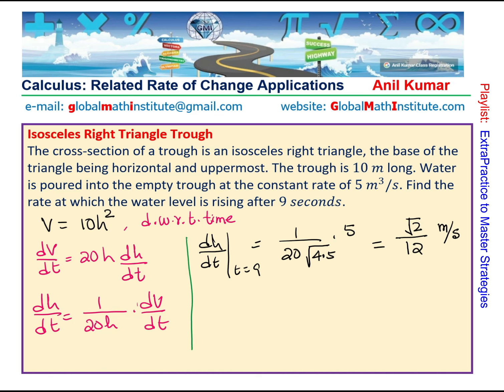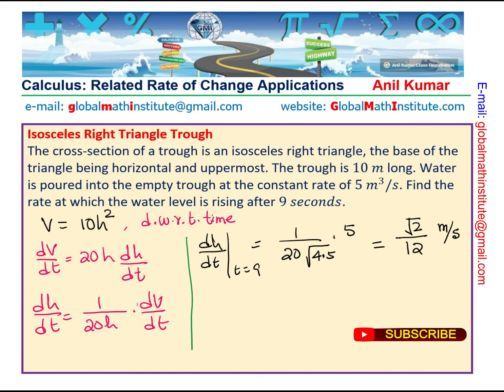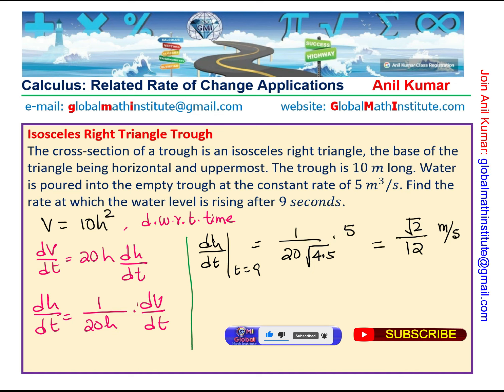You get the idea. When we are talking about application questions on related rates, there are so many parameters to be connected. As in this particular case, we first found the area of a right angle triangle as half times 2h times h, which is h square. Then volume, times 10 because the trough was 10 meter long, and then the derivative. We also found after 9 seconds what will be the height, and then the rate of change of height at t equals 9 seconds. So I hope all the steps are absolutely clear to you.